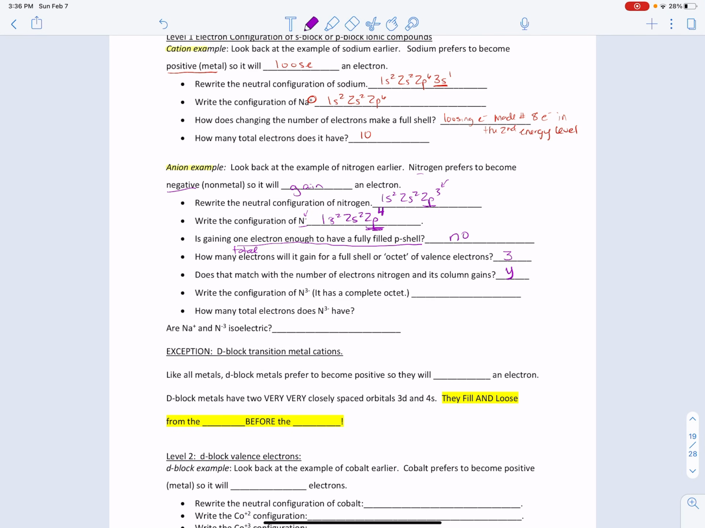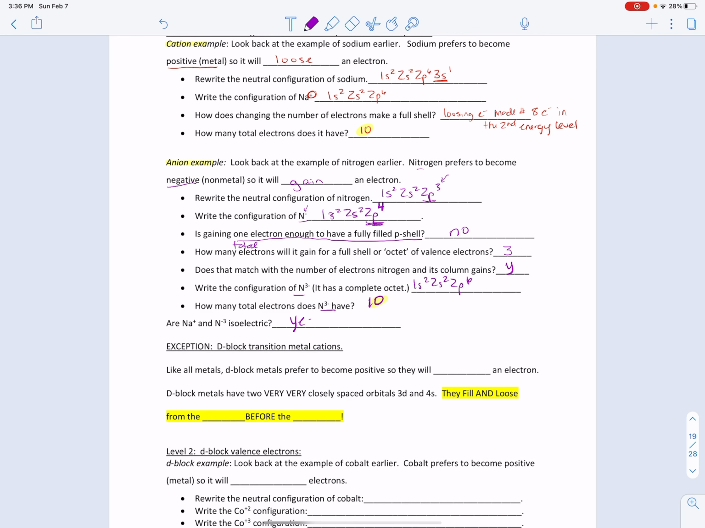So the configuration for N-3 is 1s2, 2s2, 2p6. So how many total electrons does it have? 10. Are they isoelectronic? Yes.